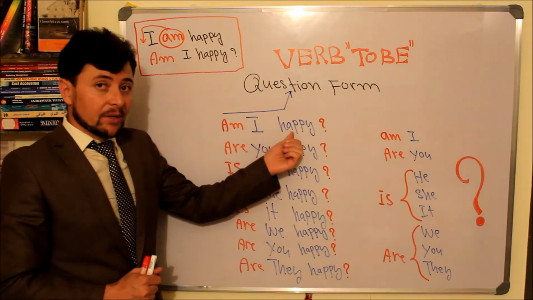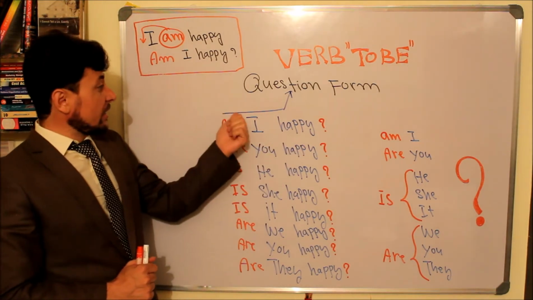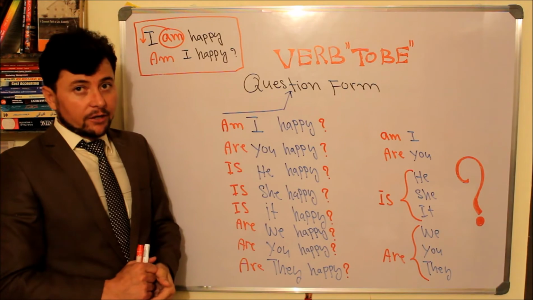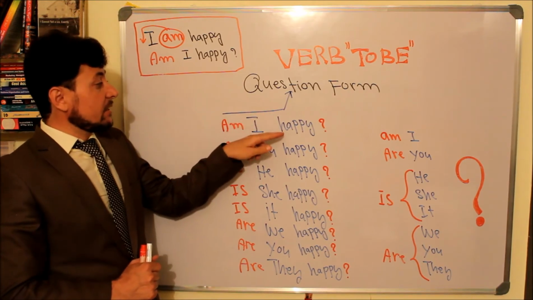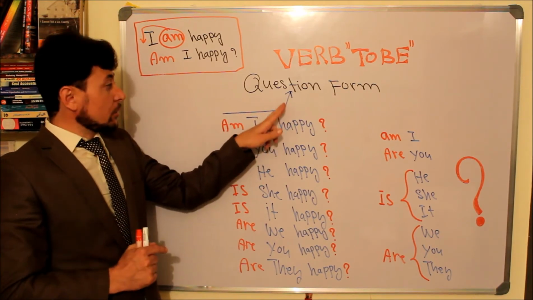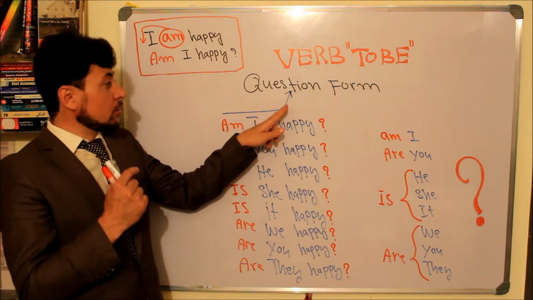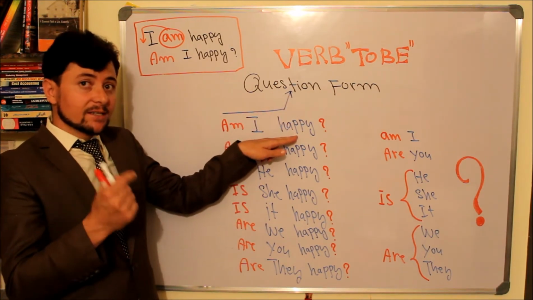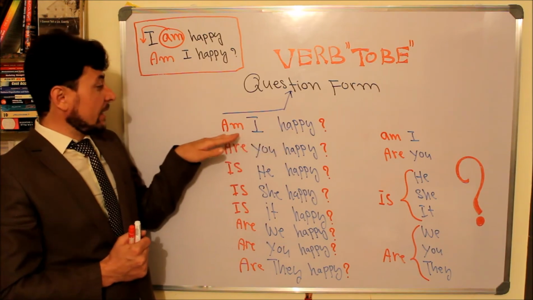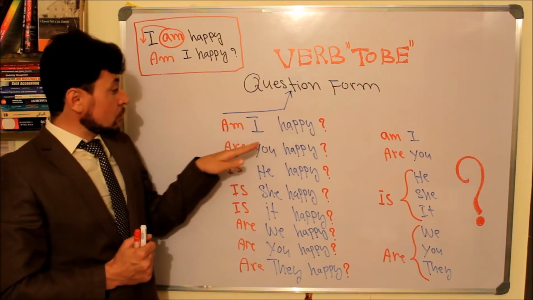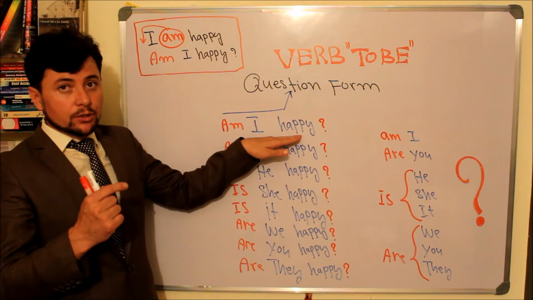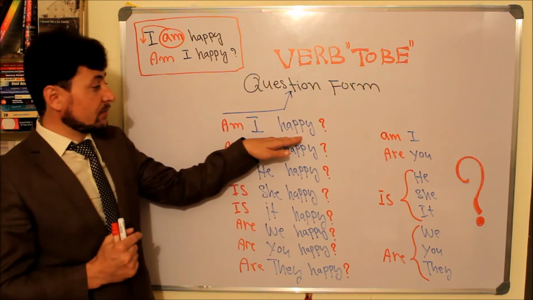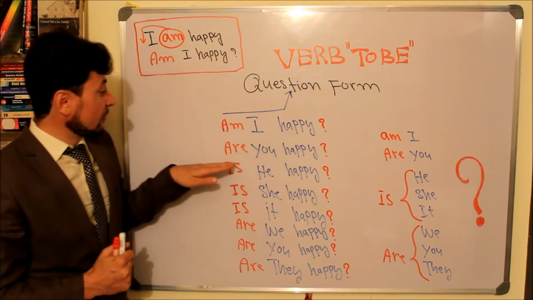Am I happy? So, look at the intonation line. Here it says that on the last word, your sound or your voice should go up, to show that this is a question. Am I happy? So here, the last word should be pronounced louder than the rest of the sentence.